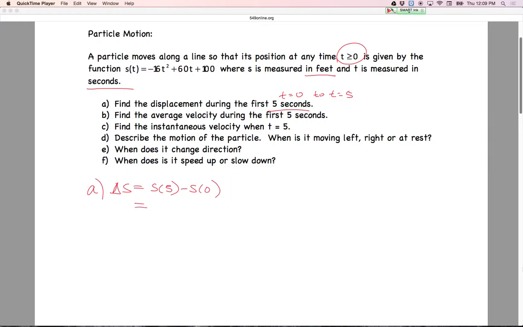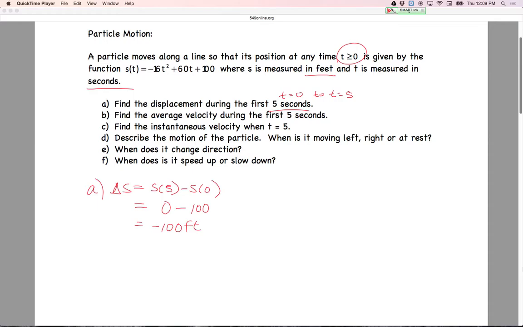All right, so what is s of 5 off the top of your head? Who did it last night? Come on, I don't want to sit here and calculate. It was 0? I think you're right. 0, and then what's s of 0? 100. How did you get those? Just so we know, plug it into the original equation, because this calculates position at any time. And what we end up with is negative 100, and that's feet. What does that mean? It means you were displaced 100 units to the left.